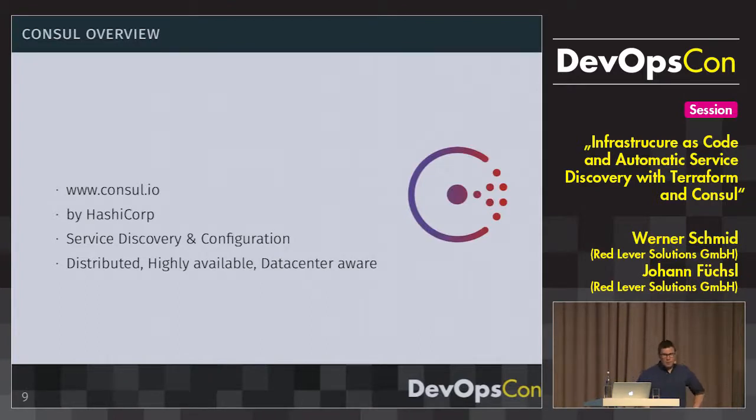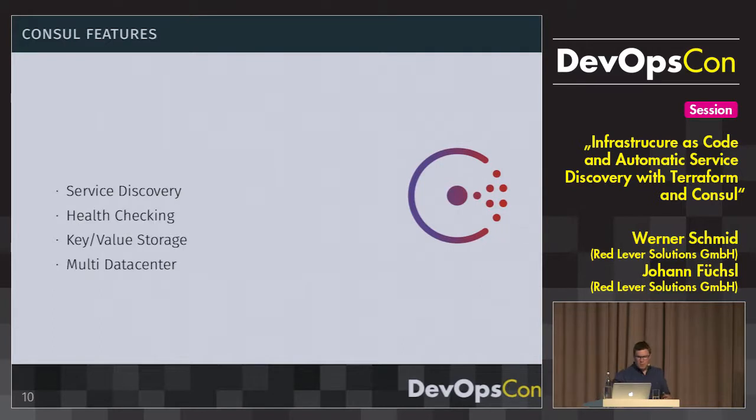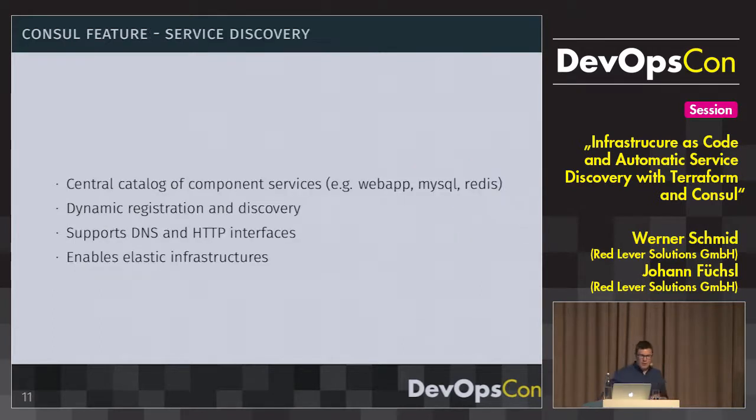Consul was created by the awesome people of HashiCorp, like Terraform, and it's a technology which you can do service discovery and configuration management with. It's designed to be distributed, highly available, and multi-data center out of the box. Some of the features I will present in a bit more detail.